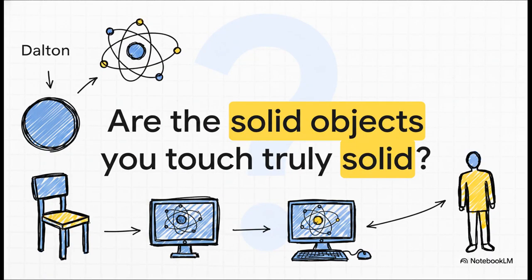So we've gone from Dalton's solid, billiard ball spheres all the way to Rutherford's vast empty stadiums, which leaves me with a final, pretty deep question for you to ponder. If literally everything you interact with, the chair you're sitting on, the screen you're looking at, your own body, is made of atoms, and we know that atoms are mostly empty space, what does that say about the physical world around you? Are the solid objects you touch every single day truly solid? I'm going to leave you with that staggering thought.